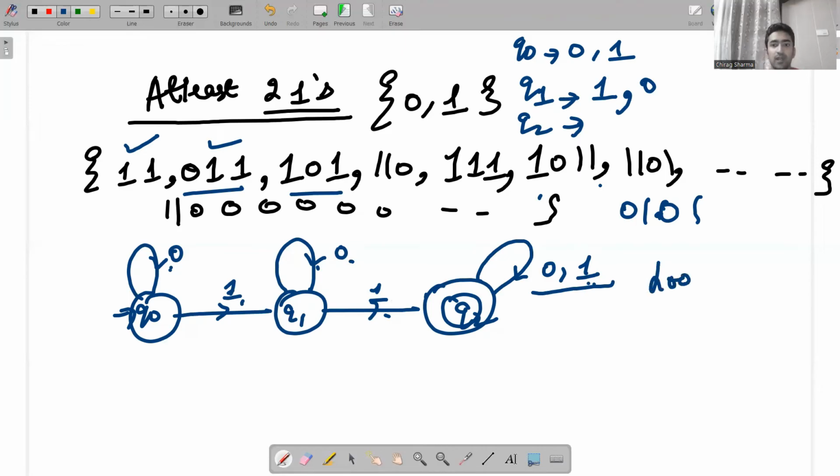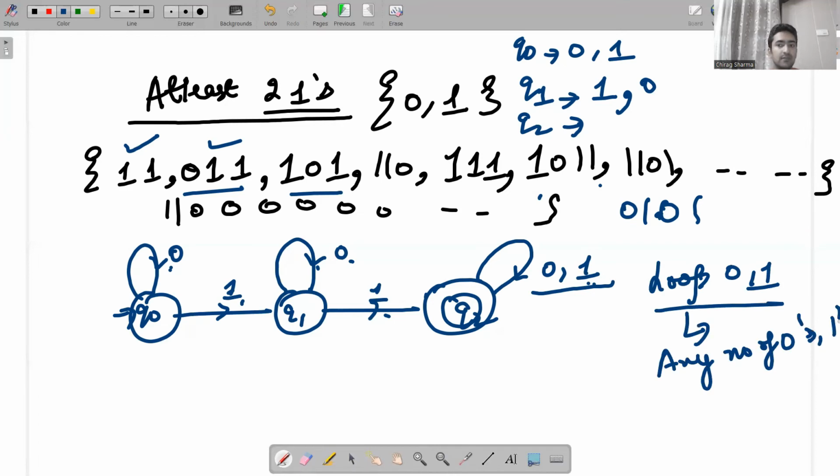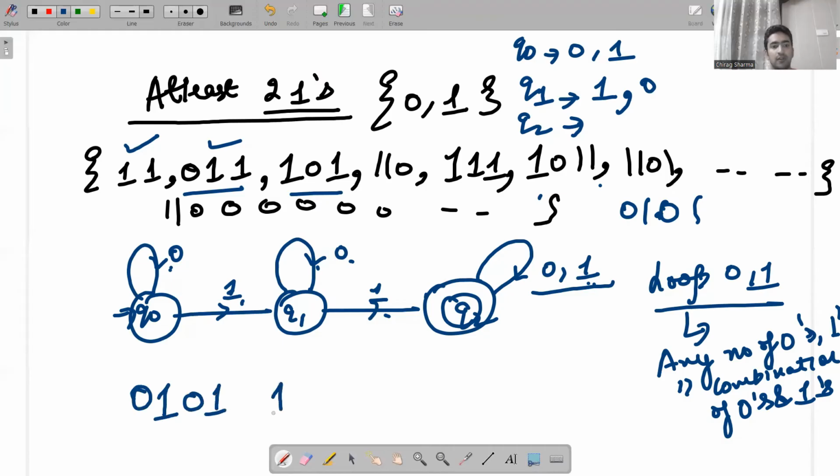Loop of 0 1 signifies any number of zeros and ones, any combination of zeros and ones, any combination. You can take 1 0 1 0 after you are accepting. Like for an example, if I want to accept 0 1 0 1 1 0 1 1 0 0 1 1. So I'm taking 1 0 from this side, 1 1 from this side, 1 0 from this side, 1 1 from this side. Minimum 2 ones are accepted.